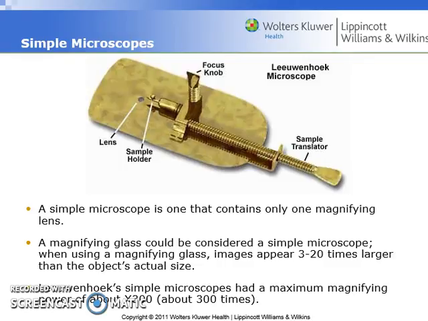Now, when Antoine van Leeuwenhoek worked on his simple microscope, his maximum magnification power was about 300 times the actual size of the object. So when you think about that, that's actually very, very powerful. And remember, he used a series of lenses in order to view all these microorganisms that he thought were very fascinating.